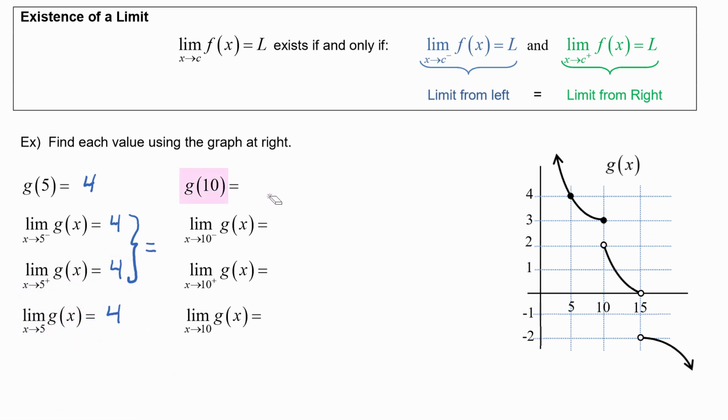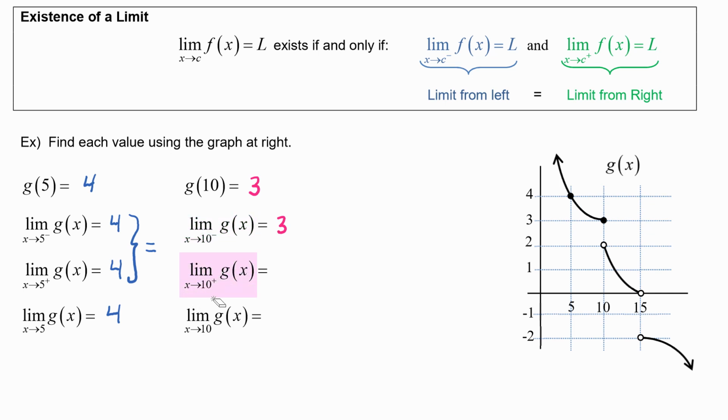Here we have to find g of 10, so we go to x equals 10, and we go up, and there's a point here, so g of 10 is equal to 3. Next, we have to find the limit as x approaches 10 from the left of g of x. As x comes into 10 from the left, we are coming along this part of the function, so the y value is approaching 3.